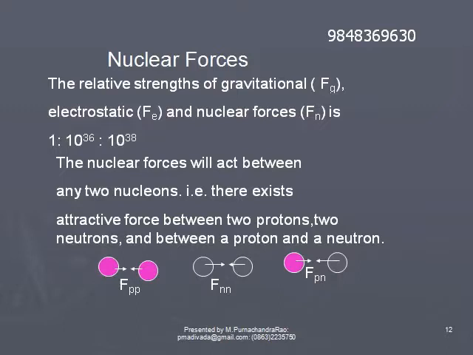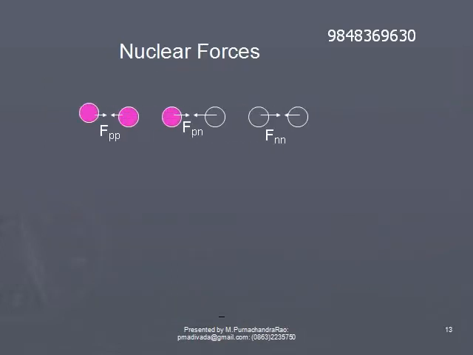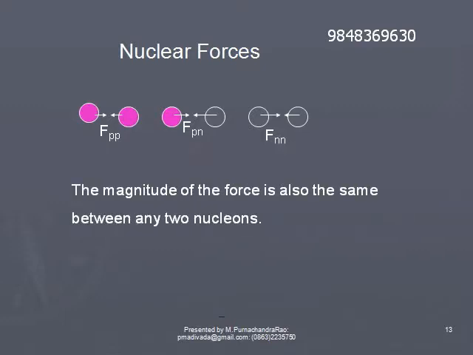So compared to electrostatic force, this nuclear force is about 100 times stronger, and this force is an attractive force, and it acts between any two nucleons, that is between two protons, between two neutrons, and between a proton and a neutron. The magnitude of the force between two protons is the same as the magnitude of force between two neutrons, and it is the same as the force between a proton and a neutron.